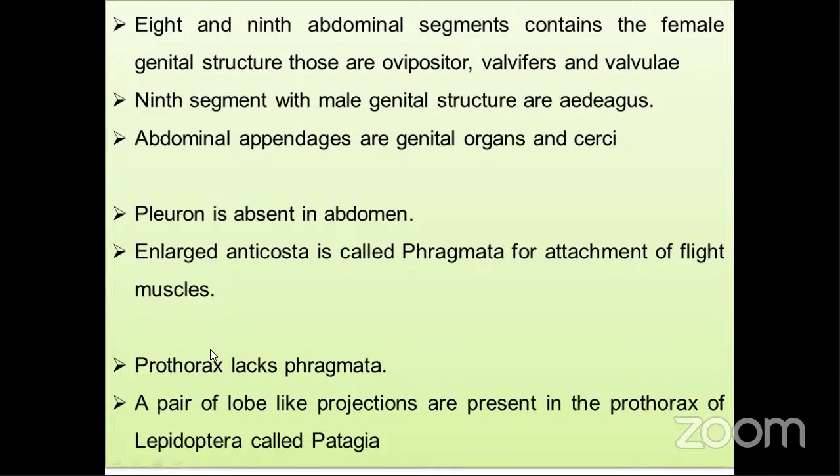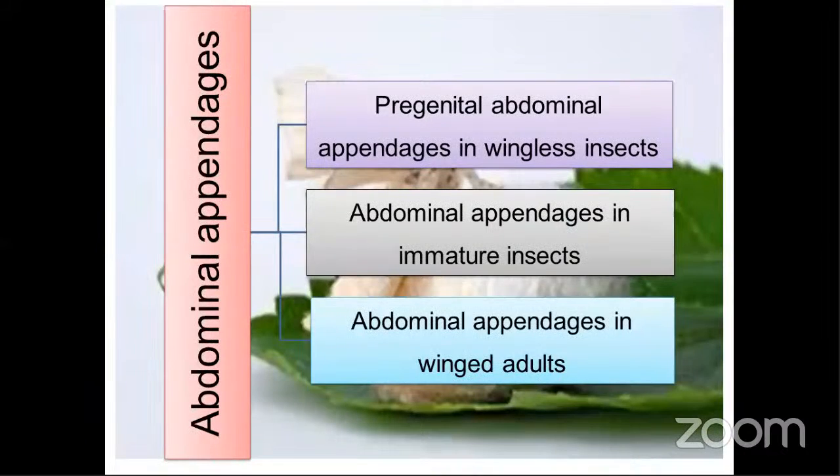The mesothorax and metathorax have phragmata. In the prothorax, phragmata are absent. So in Lepidopterans, the prothorax lacks phragmata, but patagia are present. The pair of lobe-like projections present on the prothorax of Lepidoptera we call patagia. Patagia are present. Next, abdominal appendages.